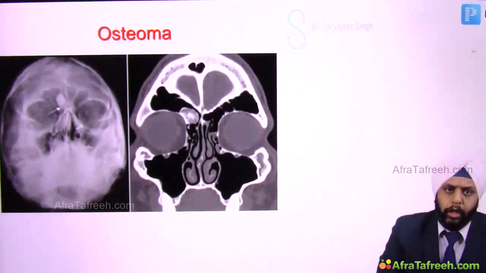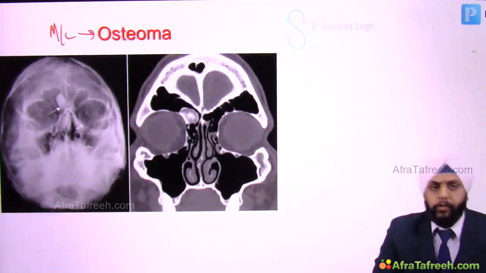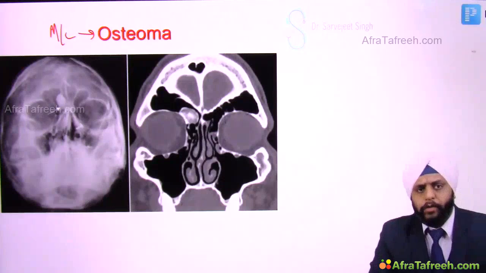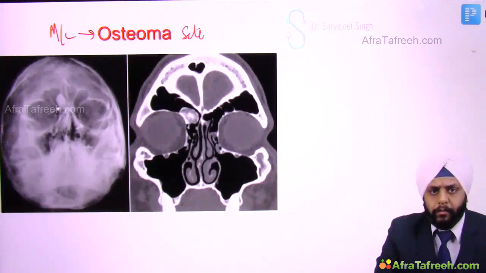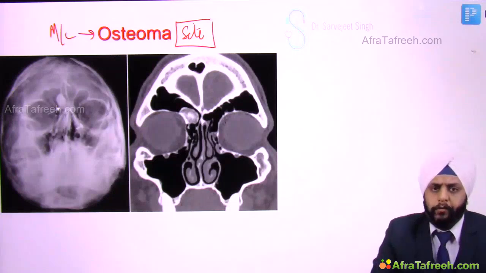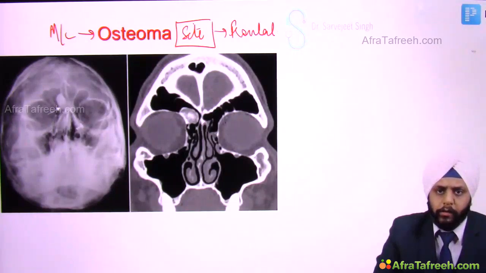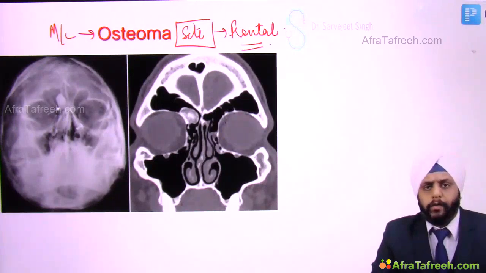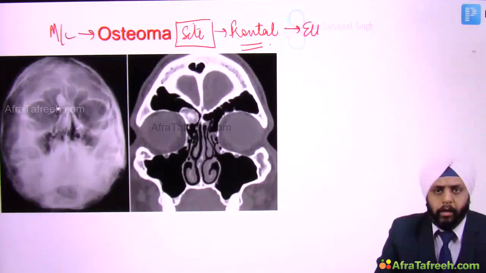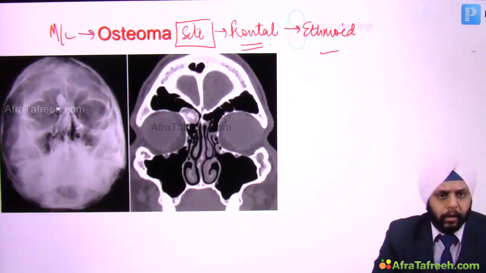The answer to this is osteoma. So osteoma is the most common benign tumor of the paranasal sinuses. Now somebody asks you, what is the most common site for this osteoma? The answer is frontal sinus, followed by the ethmoid sinus.